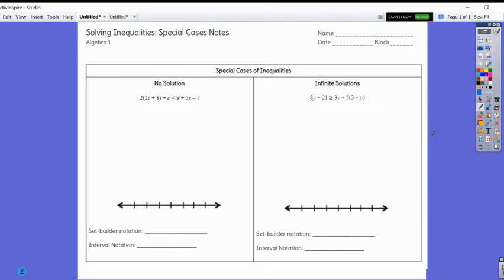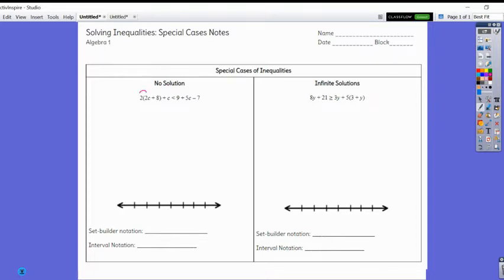So let's go ahead today and take a look at what some of the special cases for solving inequalities might look like and how we'll end up representing those solutions. In our first example here, we are going to be dealing with a no solution problem. I'll give you the spoiler on that ahead of time. Go ahead and let's follow through the solving process.